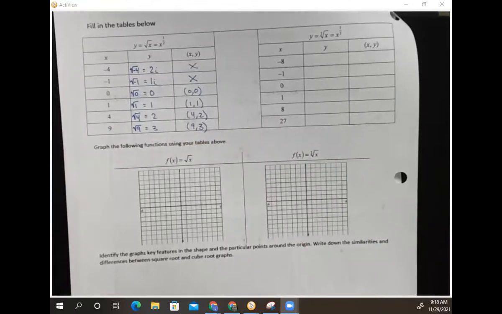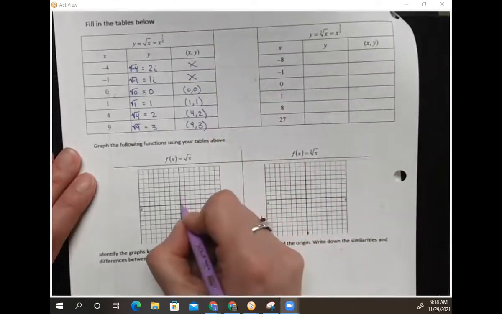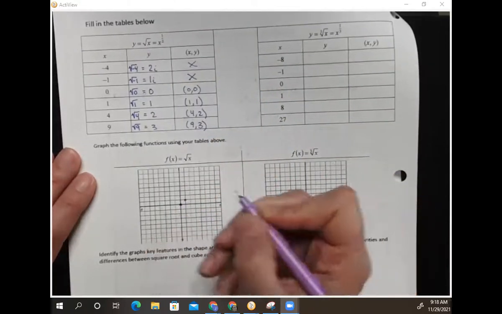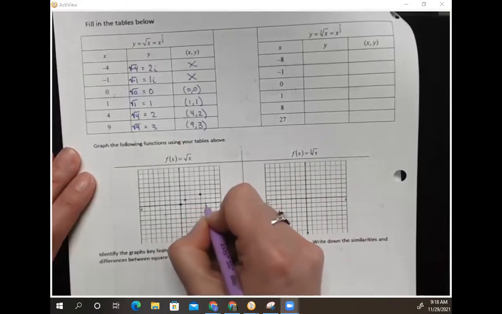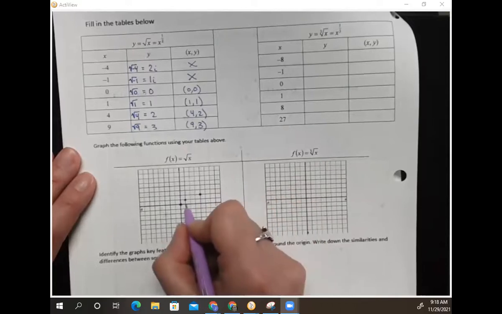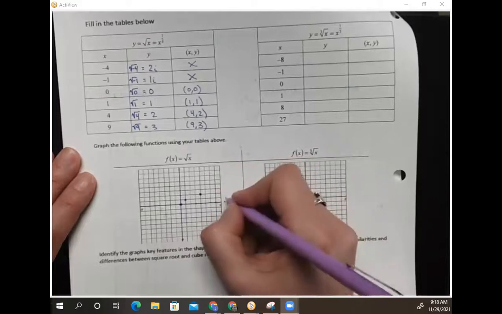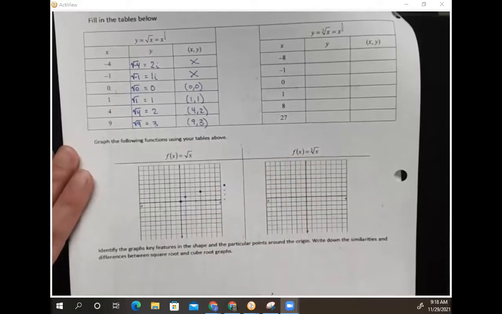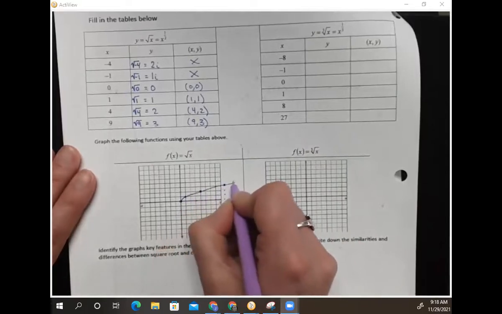So as we look at our graph now, I'm going to plot these points. We have a point at 0, 0. We have a point at 1, 1. We have a point at 4, 2. And then 1, 2, 3, 4, 5, 6, 7, 8, 9. 1, 2, 3. Just off our graph there, but 9, 3. And I'm going to go ahead and connect these points.